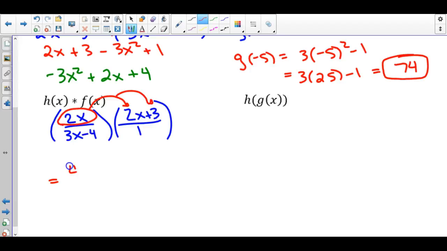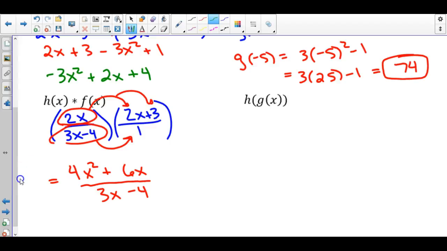2x times 2x is 4x squared. And then 2x times positive 3 means I'm adding 6x. My denominator is taking 3x minus 4 times 1, which is just 3x minus 4. And that's it. You're just multiplying 2 functions together. Nothing with like substituting one function in for the other.